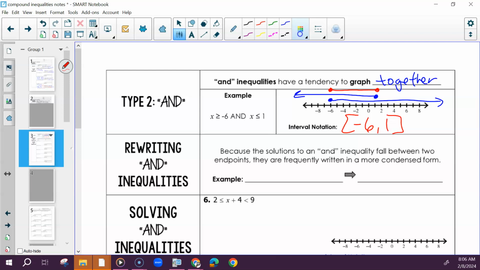Questions on that? How do we know if it's an "and" inequality or an "or" inequality? We're going to get into some problems, but they'll look different. One will say the word "and" or "or." The other won't, for mine, but on Delta Math, they will say "and" or "or."